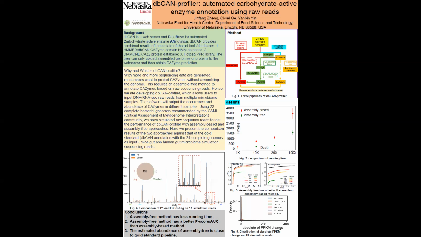Based on the mapping results, we can calculate the abundance and occurrence of the CAZymes. In the assembly-based approach, we first assemble the reads into genomes, and then use dbCAN to predict CAZymes, and then we also map the reads onto the genome to calculate the abundance and occurrence of the CAZymes. We then compare these to the pipeline 3 results.